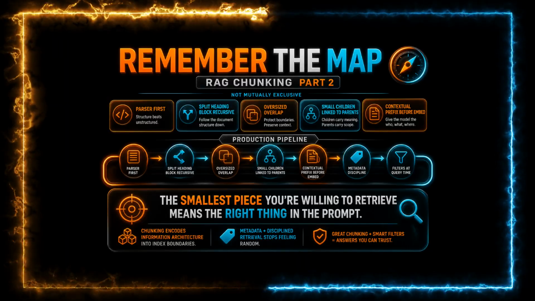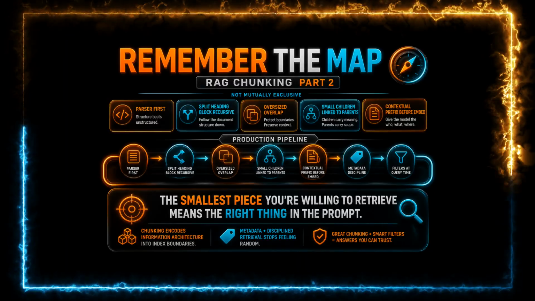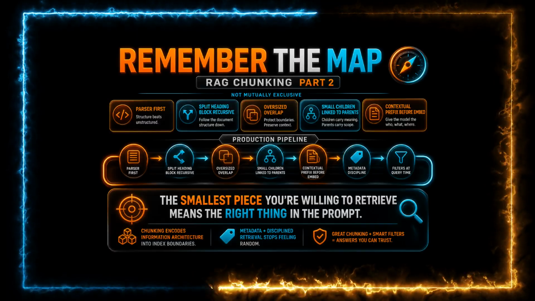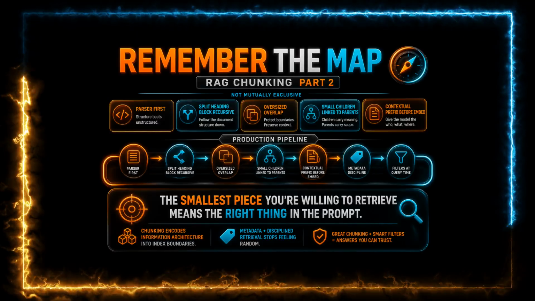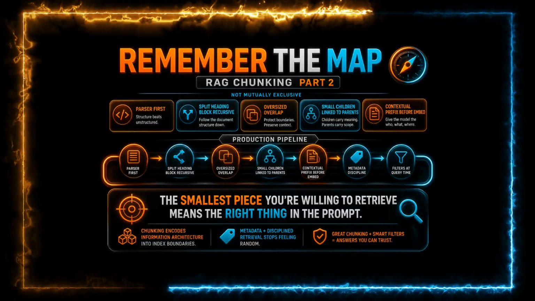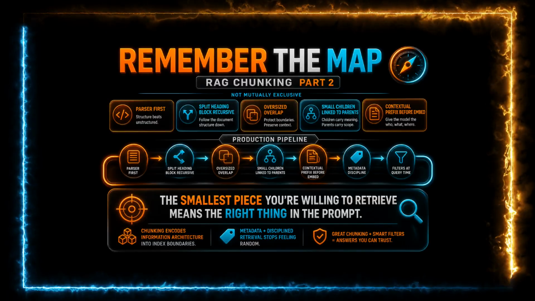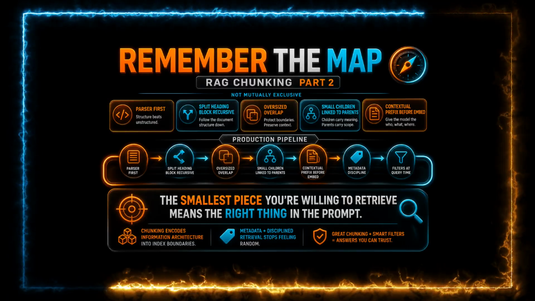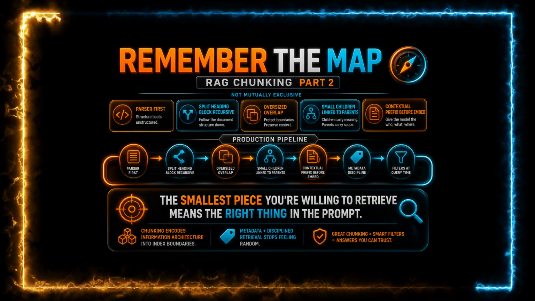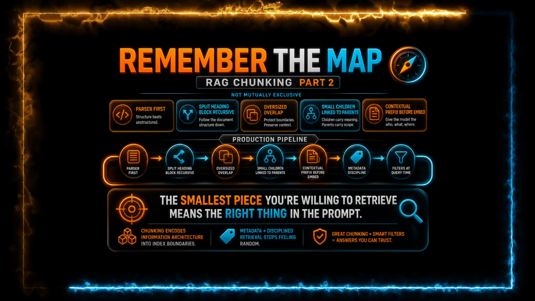These aren't mutually exclusive boxes. Production pipelines stack them: parser first, split by heading or block, recursive inside oversized sections, overlap on boundaries, small children linked to parents, maybe a contextual prefix before embed, then filters on metadata at query time.